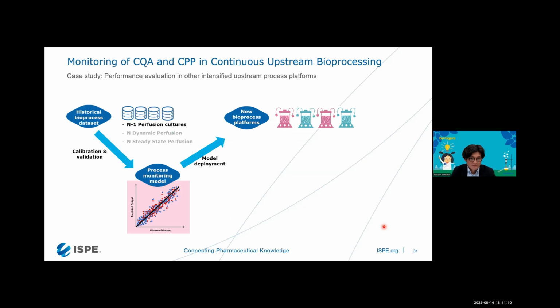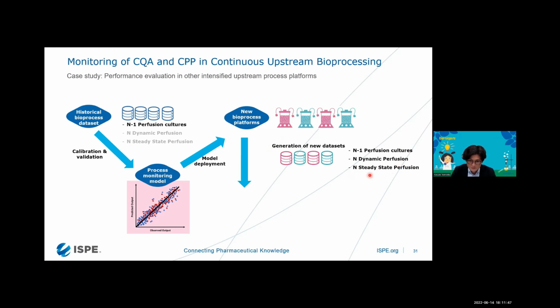So here we performed real-time monitoring for the N-1 perfusion culture using three N-1 perfusion culture runs. Using this data set, we created chemometric modeling and applied it to a new cell culture batch as an N-1 perfusion culture. From the next slide, I will try to apply this chemometric model to other perfusion modes, such as the end-dynamic perfusion and the end-stage perfusion.